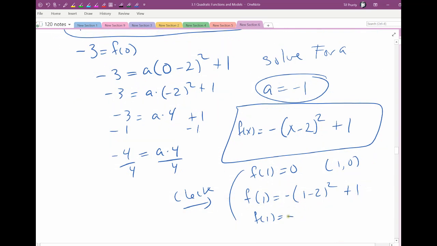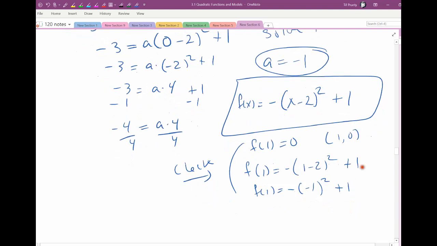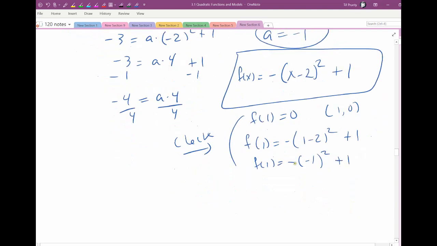And so what's going to happen here is I have the negative out front, and I get a negative 1 inside squared plus 1. Well, negative 1 squared is 1, but then I have the negative out front, so it comes out negative 1 plus 1, and that does give me the 0, and so my answer checks. I was just checking my answer, but this is the correct case. Let's do another example.